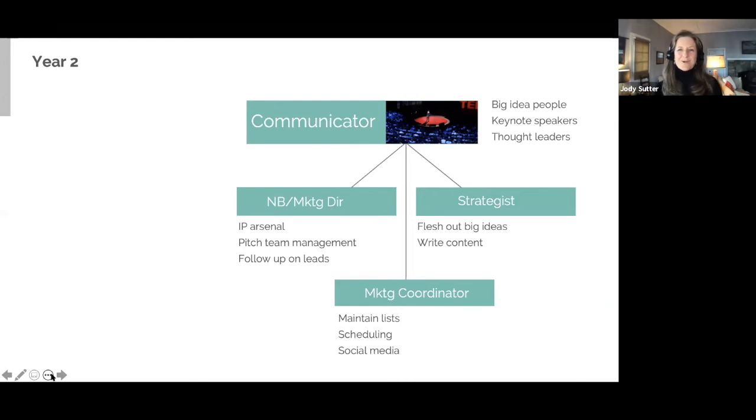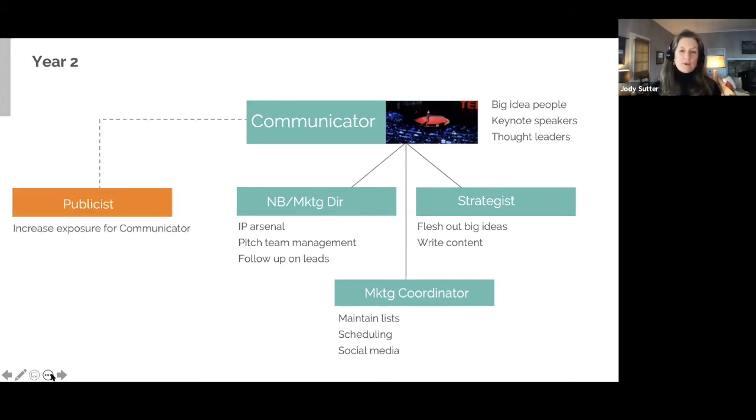You can also complement yourself by bringing in a strategist and getting them more involved in business development, helping you flesh out big ideas and maybe taking on some of the writing that is time consuming and more detail oriented. And you've still got that coordinator level person who's maintaining the lists, handling the scheduling, and taking care of the social media machine.